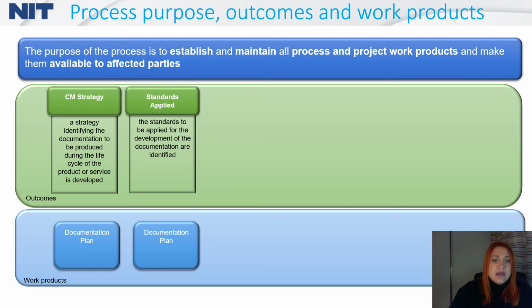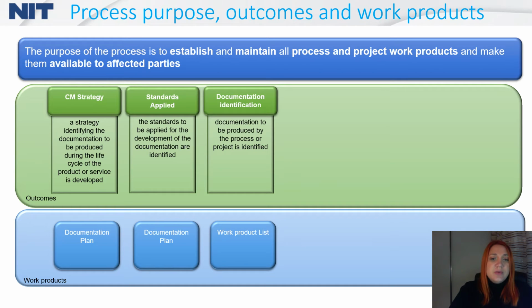The second outcome is how we are applying those standards. It means that the standards to be applied for the development of the documentation are identified, and that, for example, document guidelines and similar guidelines or code guidelines are established and part of the configuration management strategy. Then there is the documentation identification. It means that the documentation to be produced by the process or project is identified. It means that we need to have the work product list, and this is part of the configuration management process.